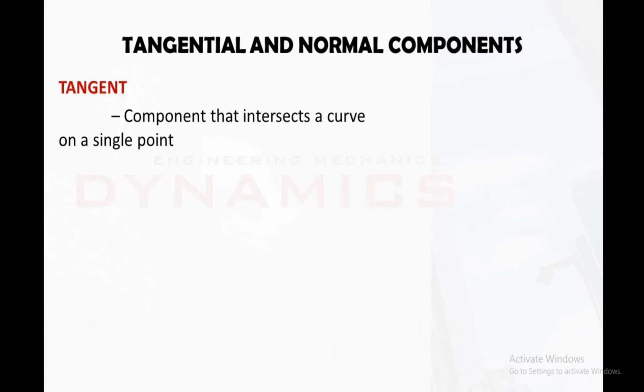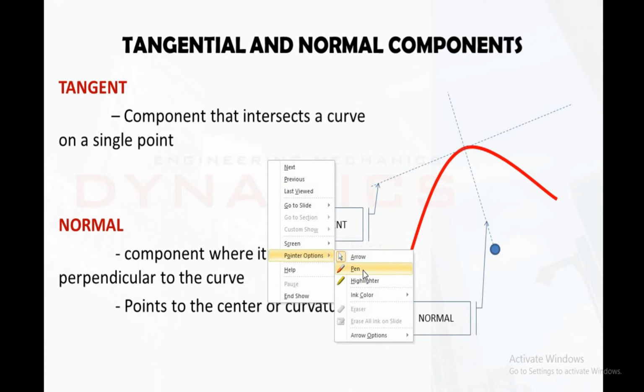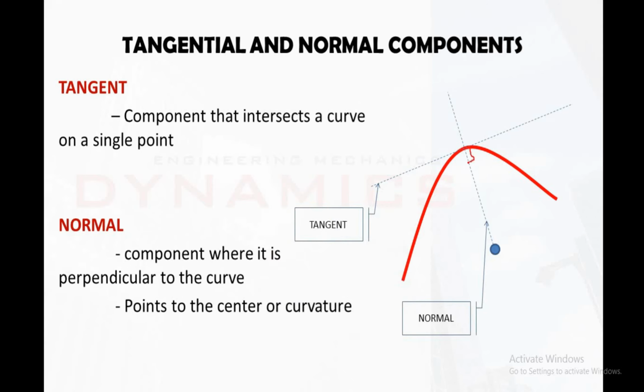Tangent. When we say tangent or tangential component, it is a component that intersects a curve at a single point. So let's say we have a curve here. If we're going to draw a line that passes through the point of tangency, that is your tangent line. As for the normal line, that is a normal component, a component that is perpendicular to the curve and points to the center of curvature. So that is my normal line. Again, you have to take note that when we say normal line, it is always perpendicular to your tangent line. Okay?